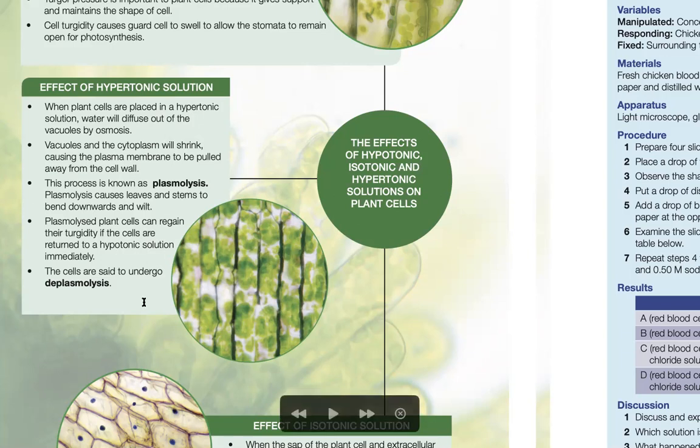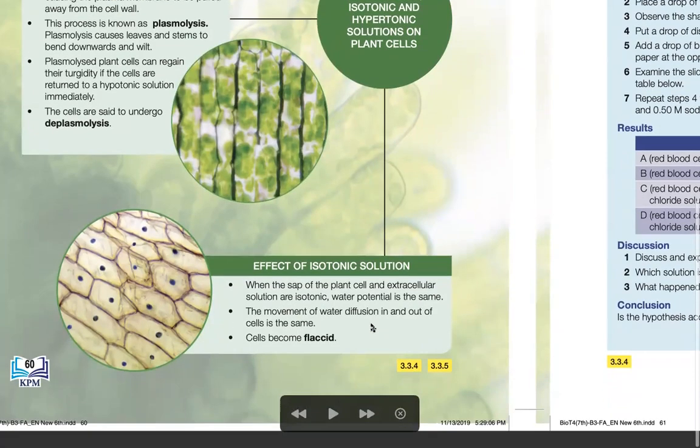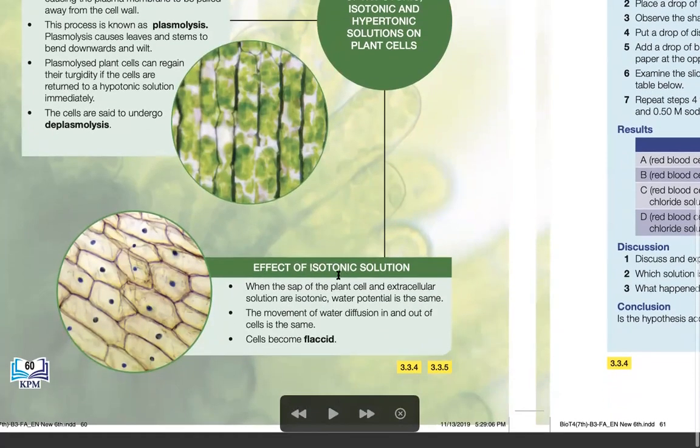Ada banyak air, so dia akan serap. And the cell are said to be deplasmolysis. Tadi dia plasmolysis kan. So bila kita letak sel tu dalam hypotonic solution dan air banyak masuk, kita boleh cakap sel tu mengalami deplasmolysis. Okay, sebab apa? Banyak air akan masuk balik ke dalam sel yang kurang air tadi. And the last one is isotonic solution. Yang ni kita boleh cakap concentration of water and solute in the cell are equal.